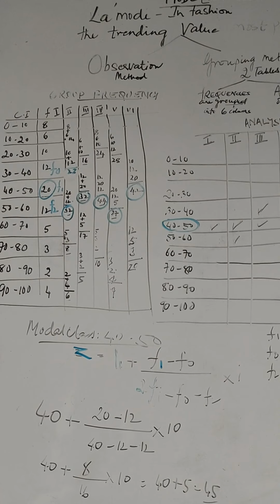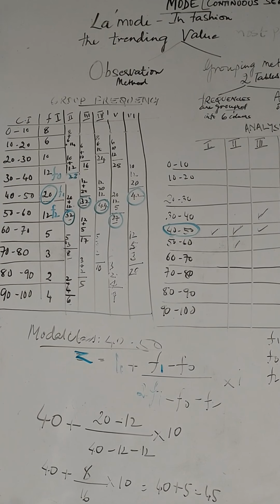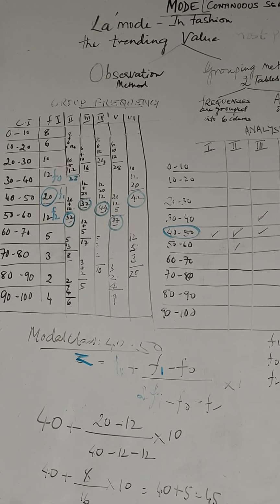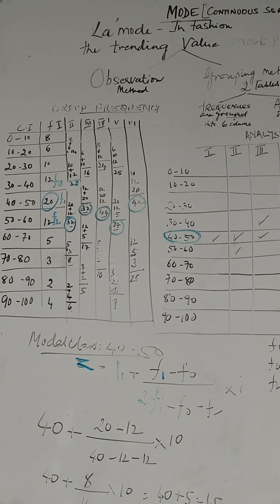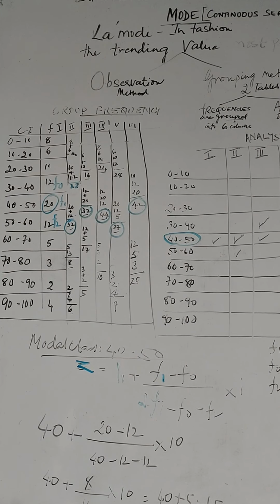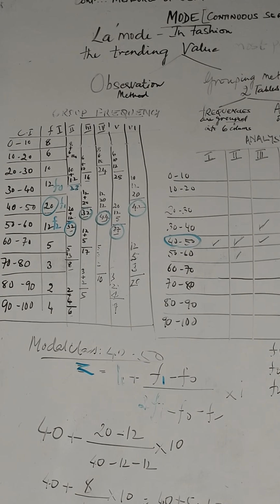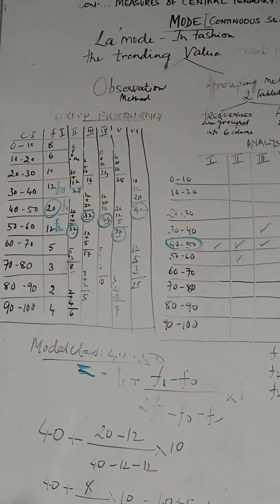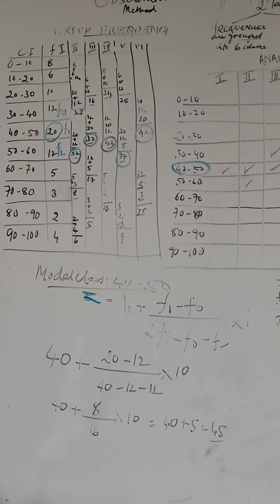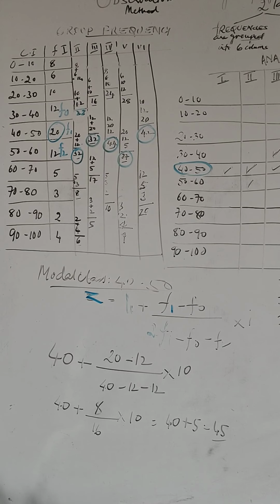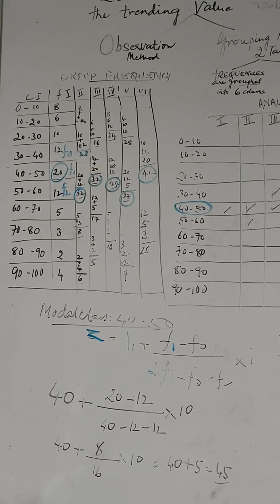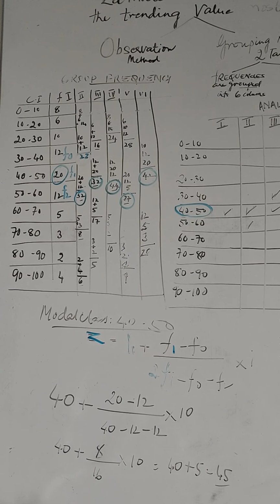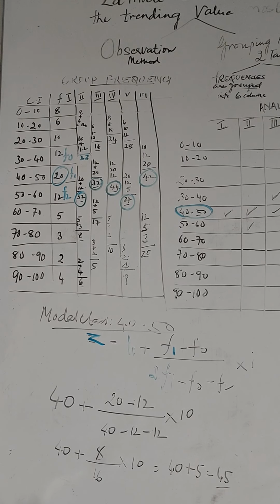So again, let me just tell you, mode is derived from a French word, la mode, which is in fashion, a value that is the most popular in the series, say in the continuous series, the trending value we could say. Now, continuous series is also known as a class interval series, right? So in the class interval series, there are two ways of finding out mode. One is the observation method and the other is what is known as the grouping method. So let's just talk about the observation method.